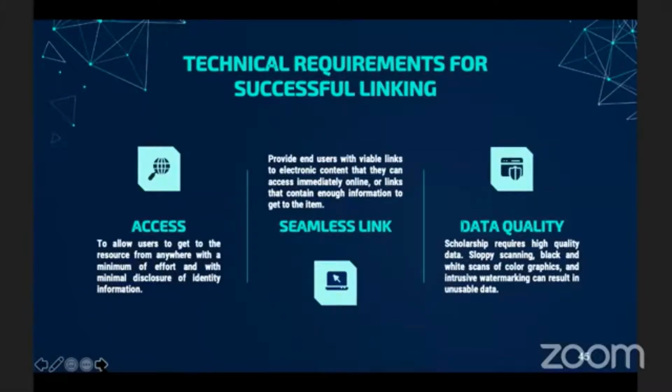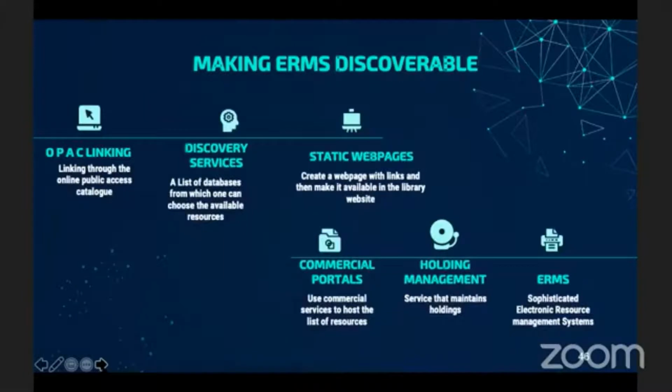Now, technically, to provide sound discoverable content, there are 3 major requirements. The first one is to provide access. The second one is to provide seamless links, and the third one is to provide the data with utmost quality. Providing access is to allow users to get to the resource from anywhere with a minimum of effort and with minimum disclosure of identity information. Seamless linking is to provide end users with viable links to electronic content that they can access immediately online, links that contain enough information to get the item. Such an item should be of high quality. Poor scanning, black and white scanning of color graphics, and intrusive watermarking can result in unusable data. So these 3 are very essential requirements for successful linking of the electronic resources.